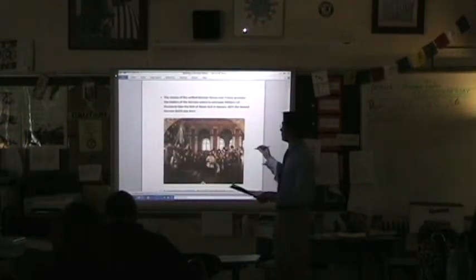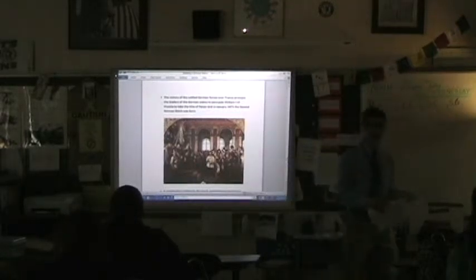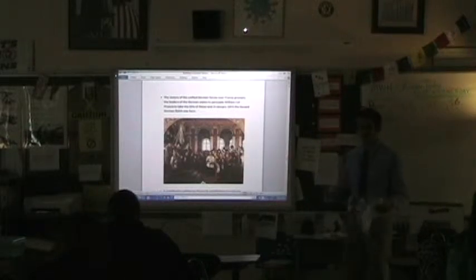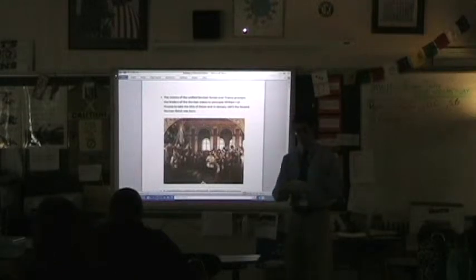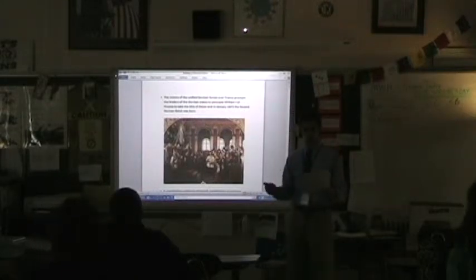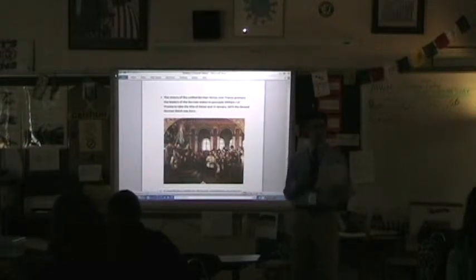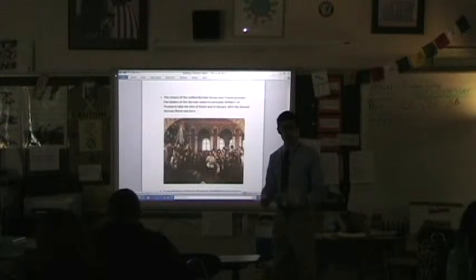The victory of the unified German forces over France convinces the leaders of the individual German states, the princes, the kings, the leaders of the small principalities, to ask William I of Prussia to become Kaiser of the new German Empire. And in 1871, the Second German Reich is born. William I is crowned Kaiser of the Second Reich, the Second German Empire. A position of tremendous authority.